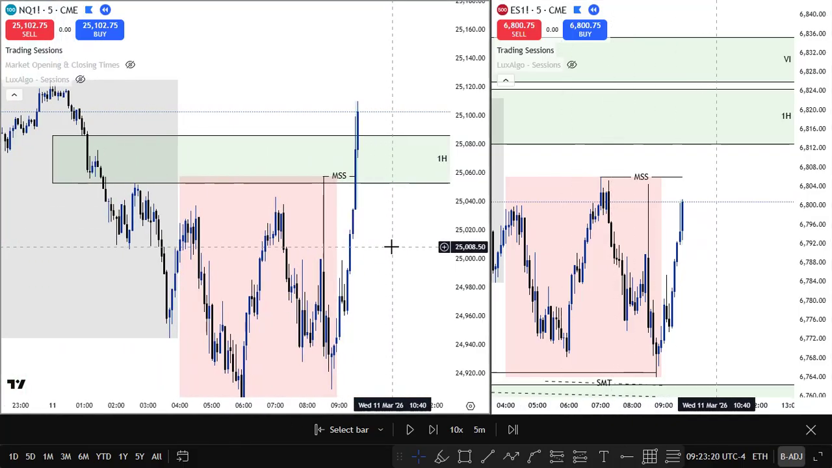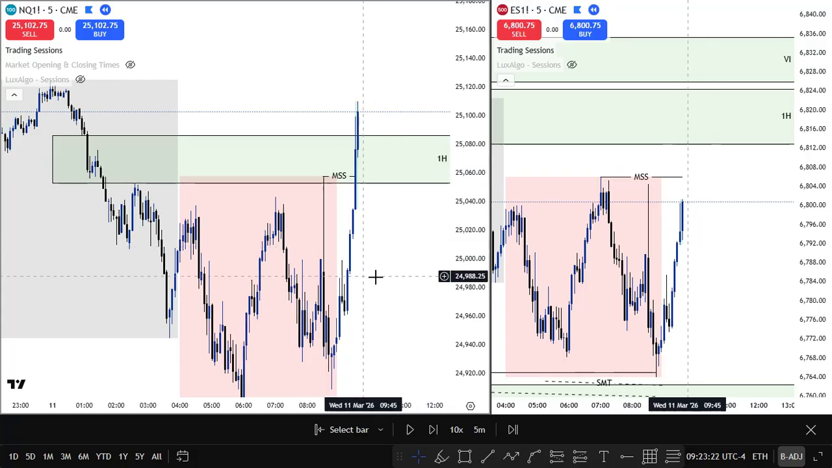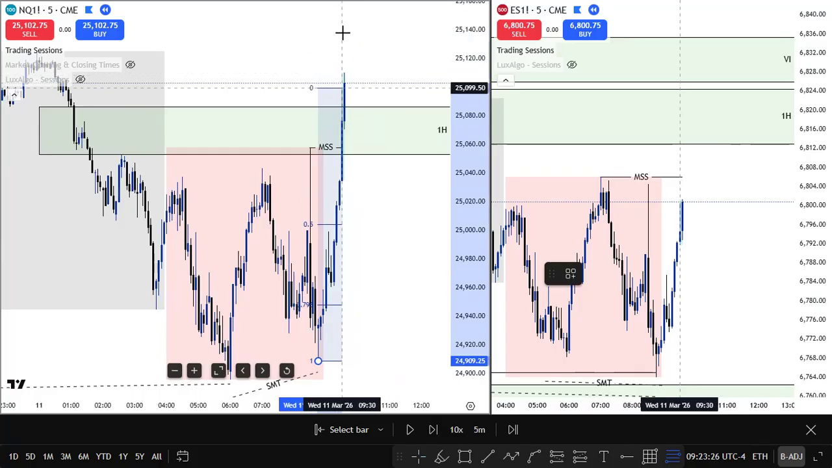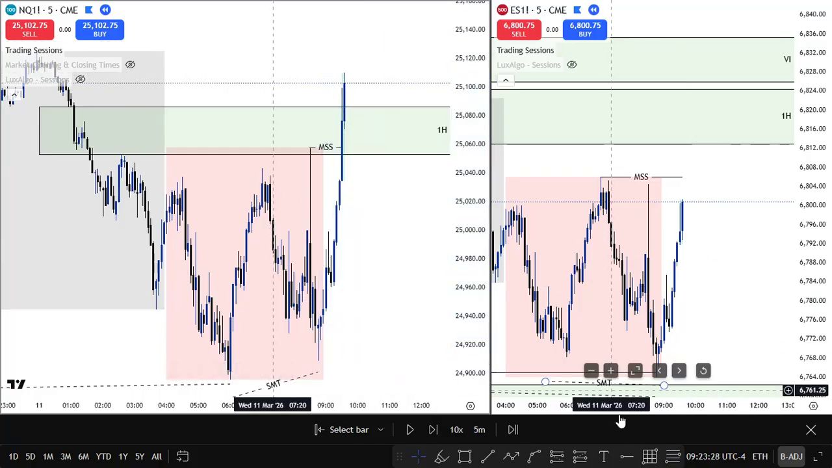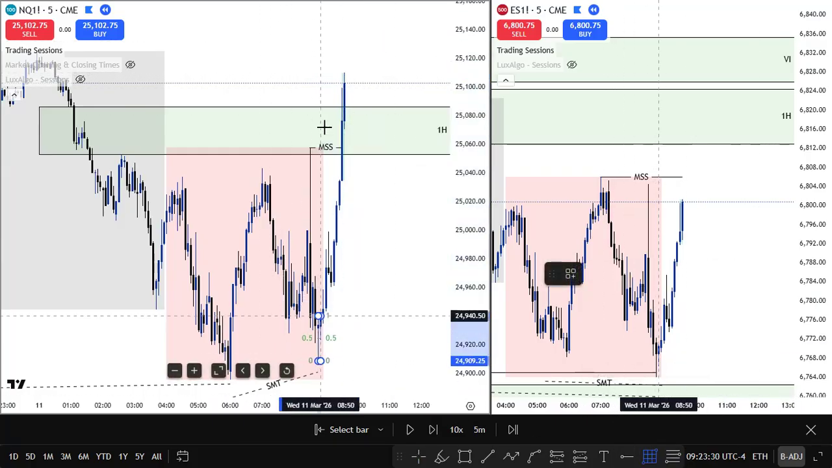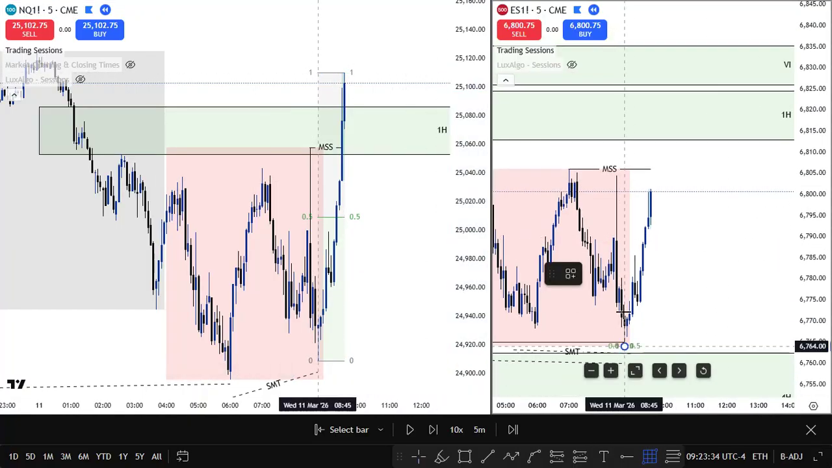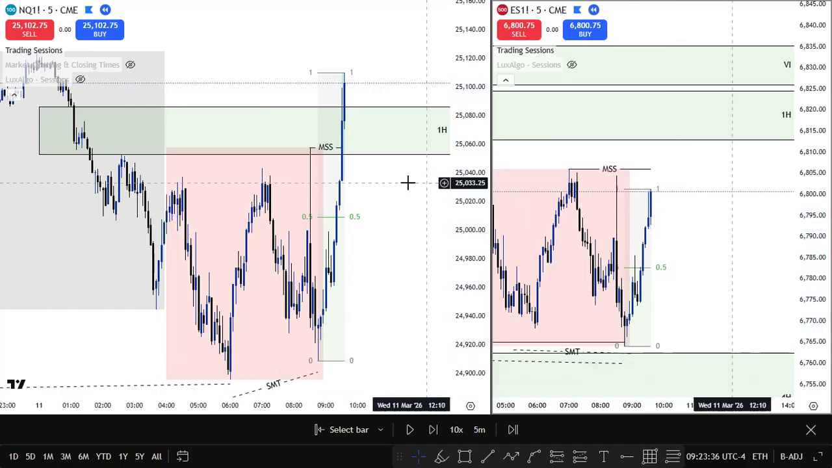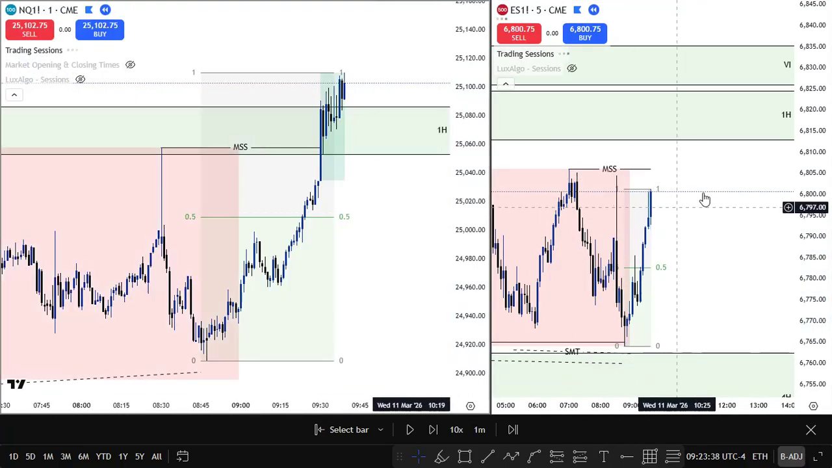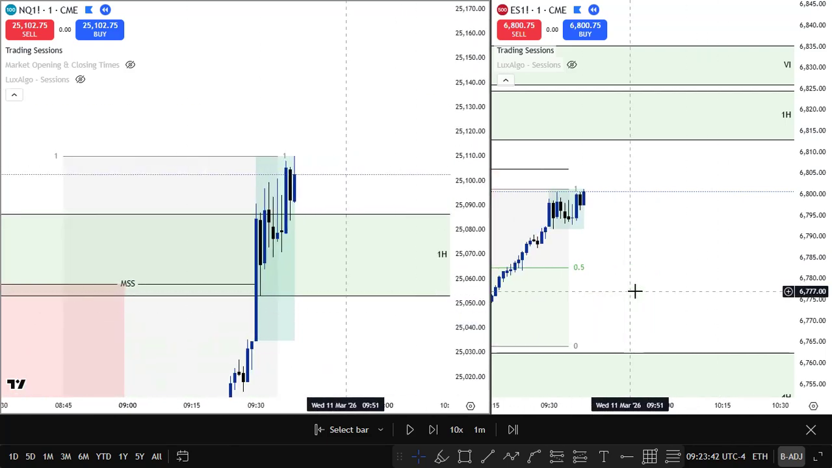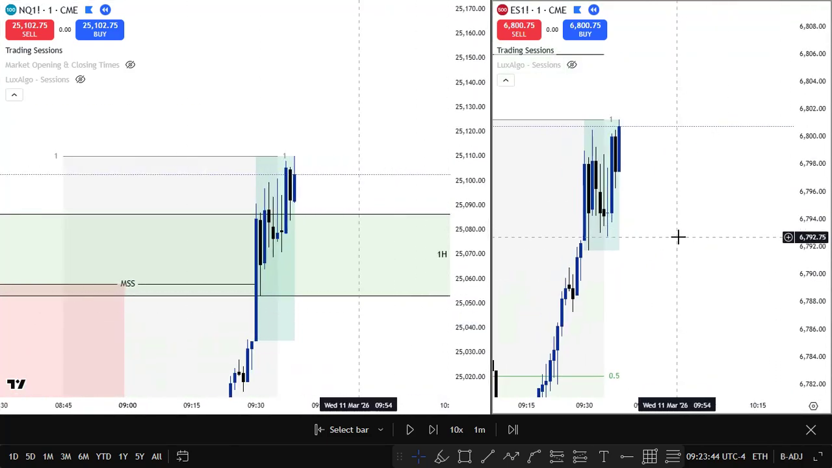At this point, I think what? I understand that we have multiple fair value gaps in this area. So I want to find out where is my discount area. I want to find out where is the discount area, and I also would like to see the first presented fair value gap, which was not here yet.